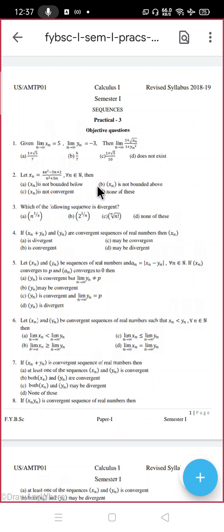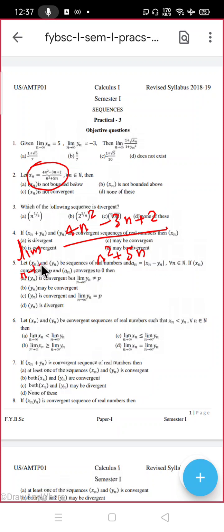Okay, mostly everybody is saying option B. But think about this sequence. Don't you think this is a convergent sequence? This is say 4n square minus 3n plus 2 divided by n square plus 5n, correct? How do you check convergence? You just have to take limit n tending to infinity. Now what will you do when you have it like this? Then you have to divide by n square. Do you agree? Once you divide by n square, the answer will be 4. So this limit exists. That means this is a convergent sequence, and you have proved something for convergent sequences.